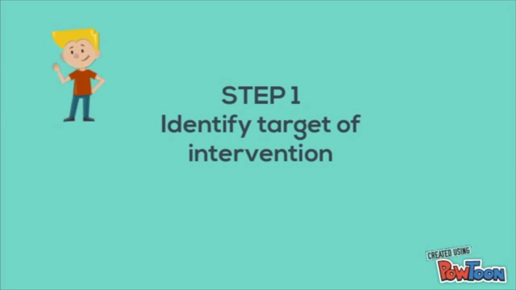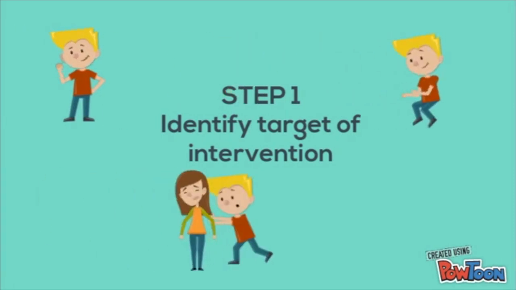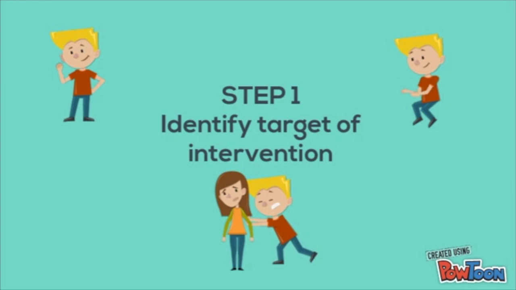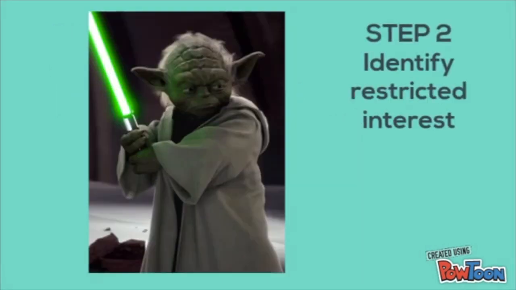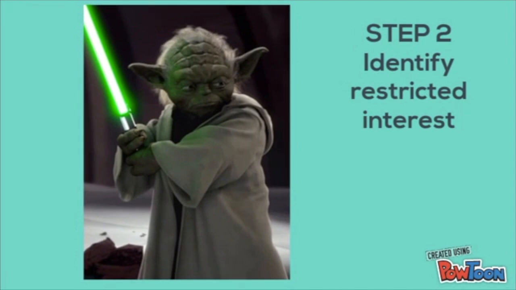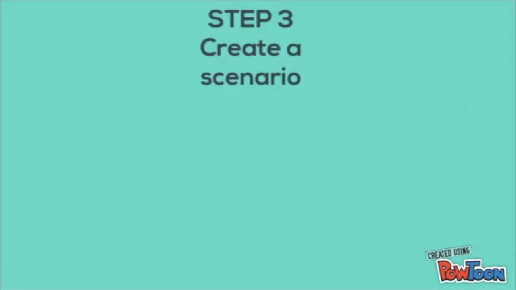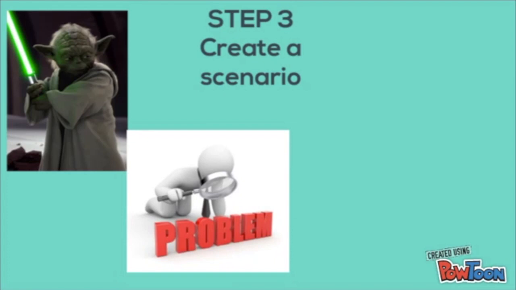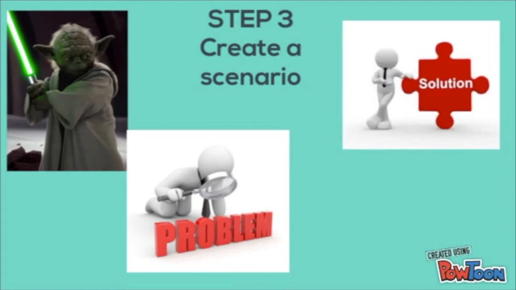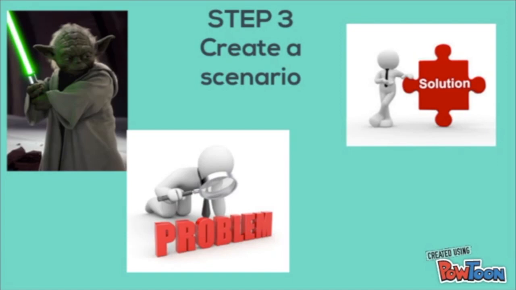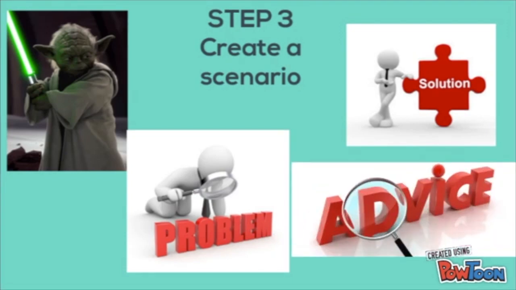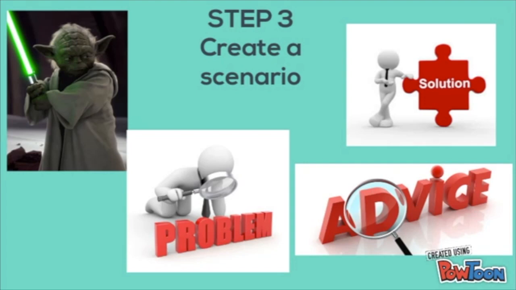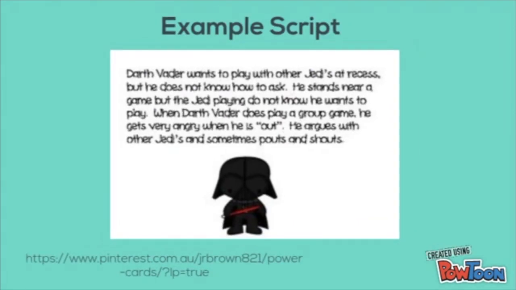Step 1. Identify the social, academic, or behaviour need that you wish to target. Step 2. Identify the student's special or restricted interest. Step 3. Create a scenario in which the special interest character faces a similar problem to your student. In your scenario, the character may solve the problem using strategies you would like your student to utilise, or like the following example, you can leave it open for another character to give some advice. Make sure you write the scenario at the student's comprehension level using language that they will understand.